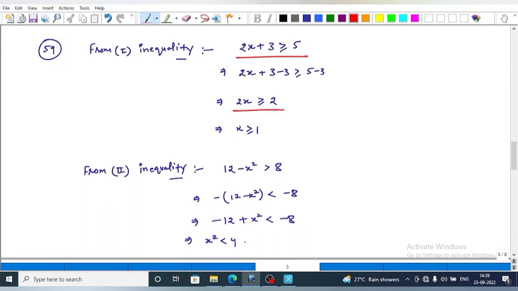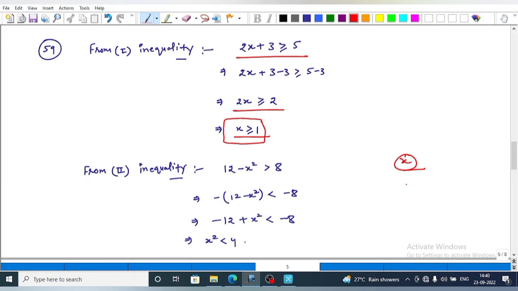Divide both sides by 2. We have only x greater than or equal to 1. Now from the second inequality we have 12 minus x squared greater than 8. But we have to find the value just in x. So we multiply both sides by minus 1.